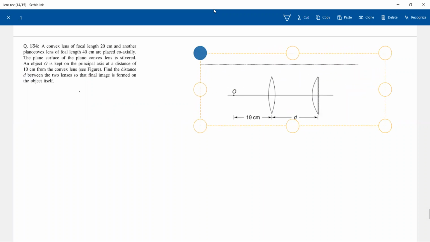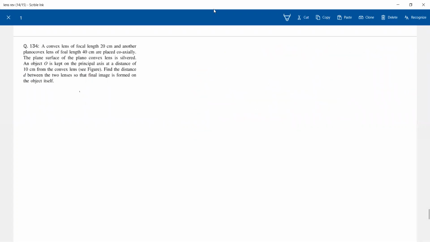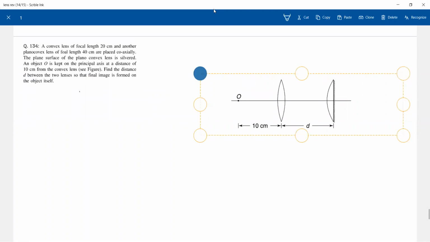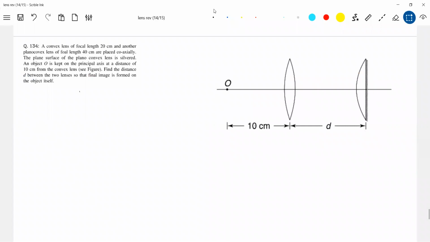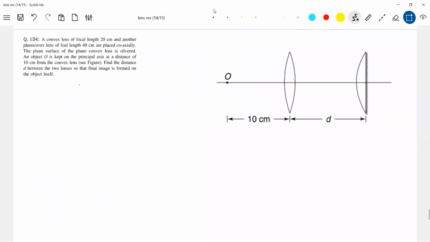Let's have a diagram like this. So it will send rays. So what happened to those rays? They'll get refracted, no? We'll get an image, and the image will come on the left side. So let's use lens formula 1.